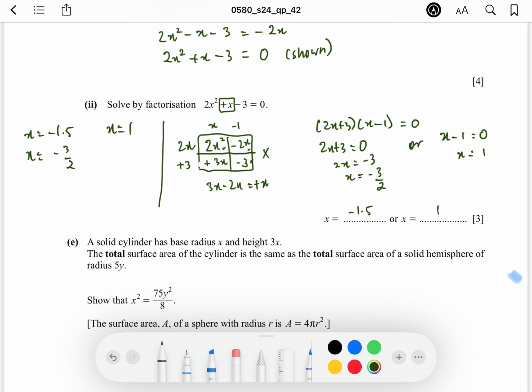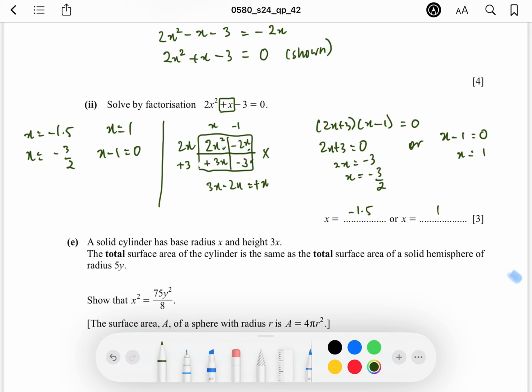Okay, jadikan fraction, so apa? Okay, so what you do is for x equals to minus 1, you minus 1 both sides. So when you minus 1 both sides, you get x minus 1 equals to 0. And that's what we want.